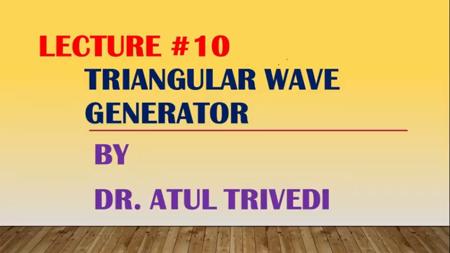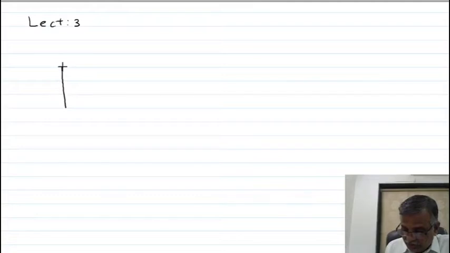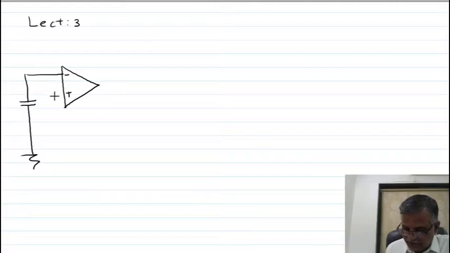Today I will discuss triangular wave generator. Before starting the topic of triangular wave generator, we will discuss the circuit of last lecture. In last lecture, we have studied the square wave generator. This is a circuit diagram of a square wave generator, and in the last lecture, I have explained the square wave generator using the op-amp.